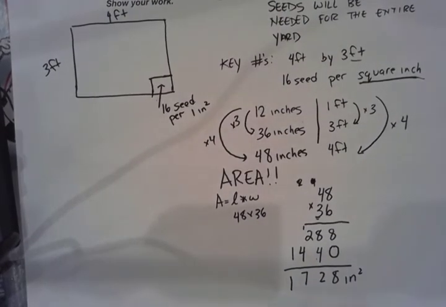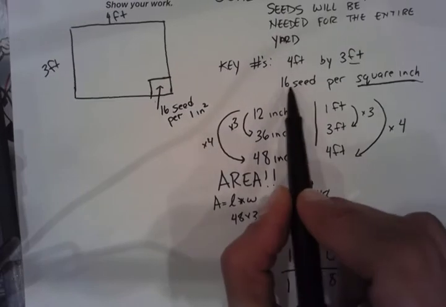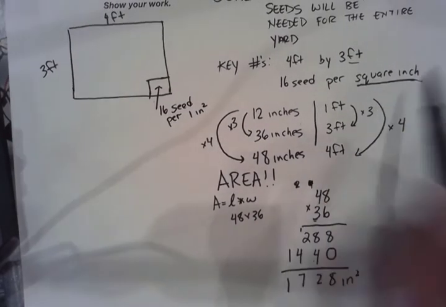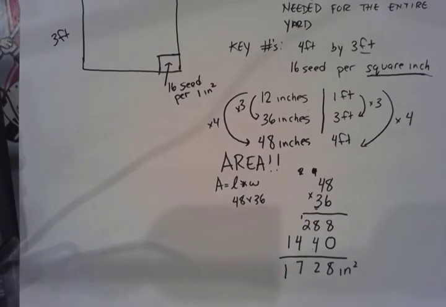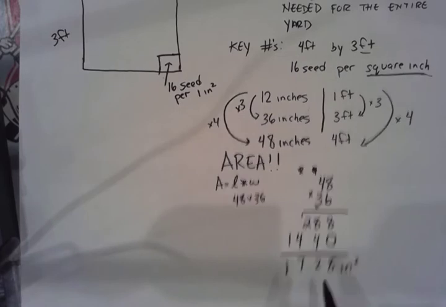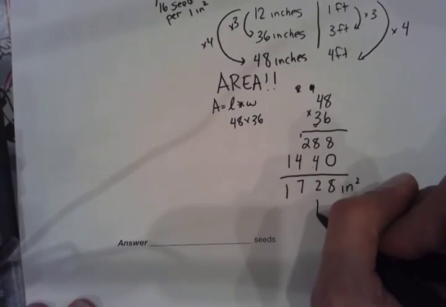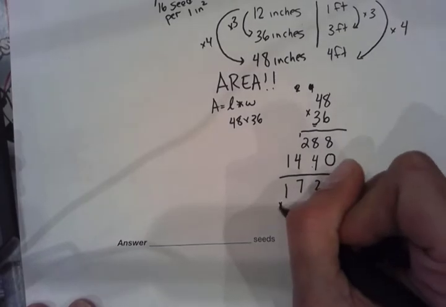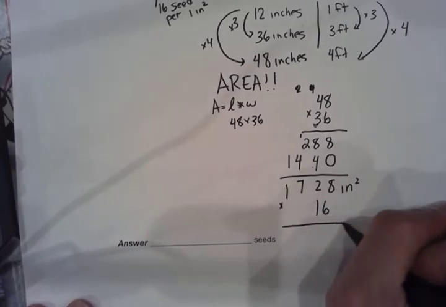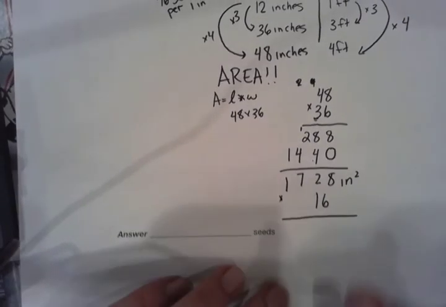Now we just know the area of our lawn in square inches. Now we can figure out how many seeds will be needed for the entire lawn. Because we know it's 16 seeds per square inch. Meaning if there's 1 square inch, there's 16 seeds. If there's 2 square inches, there's 32 seeds. So now we've got to take this big number and multiply it by 16. So let's set our standard algorithm up once again and begin multiplying.